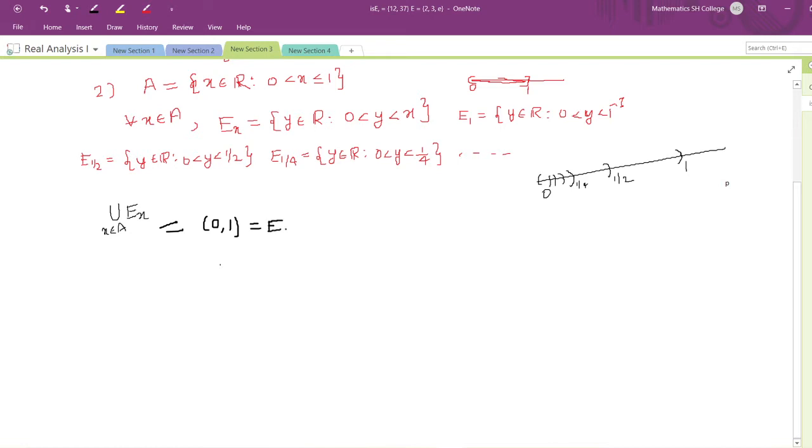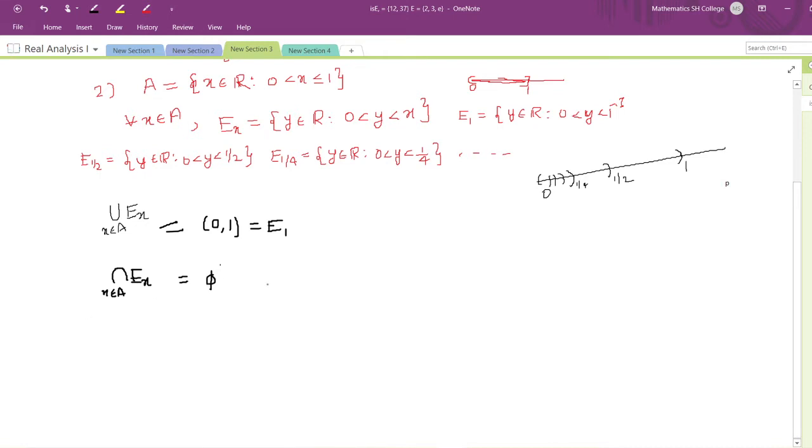So this is our E1. Now what about the intersection? What will be the intersection of E_x, where x is an element of A? It means that you have to take the intersection of all these sets, and we can find that the intersection is empty, because there will not be an element which will be common to all these sets.